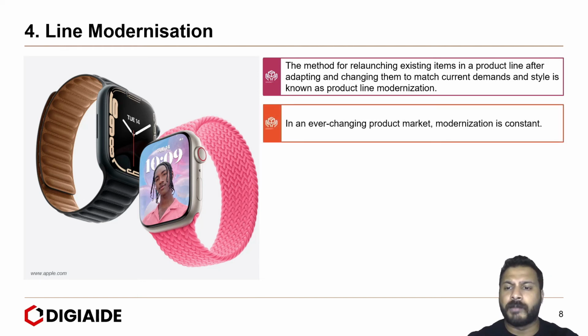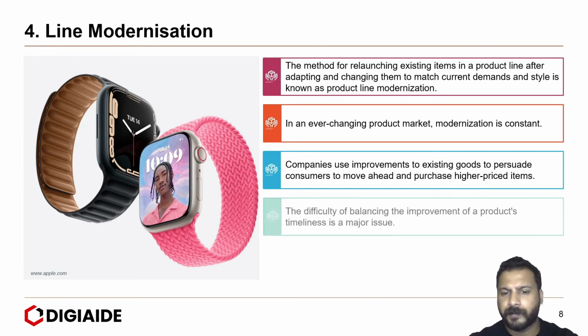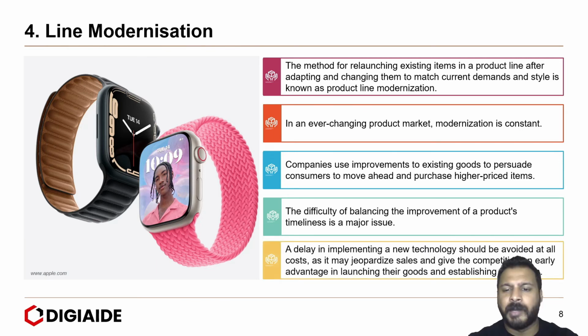In an ever-changing product market, modernization is constant. Companies use improvements to existing goods to persuade consumers to move ahead and purchase higher-priced goods. The difficulty of balancing the improvement of a product's timeliness is a major issue. Any delay in implementing a new technology should be avoided at all costs as it may jeopardize sales and give the competition an early advantage in launching their goods and establishing reputation, as done by the Apple Watch series.